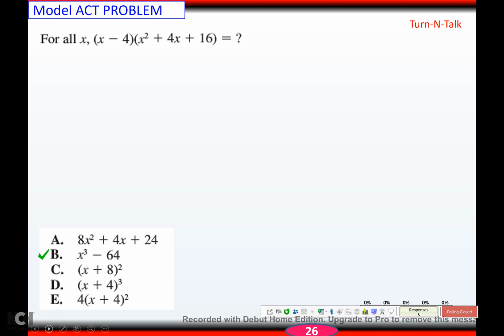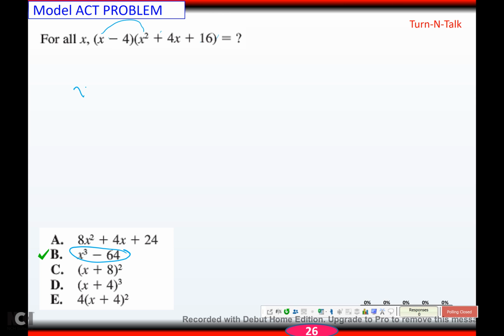And hopefully you got B. Okay, if you recognize binomial, trinomial, minus, plus, plus, you should recognize that this is difference of cubes, FOILed out. Or factors, sorry. So that would tell me without doing any math that it's that. But if you didn't recognize that, you can always not FOIL it out, but distribute it, and you'll get the same thing.